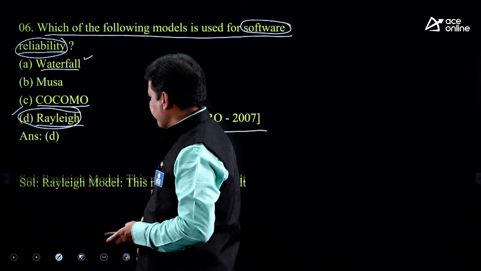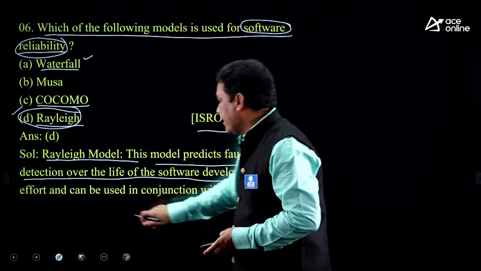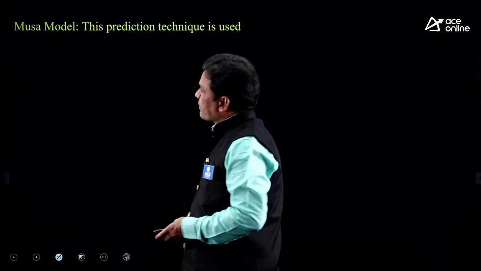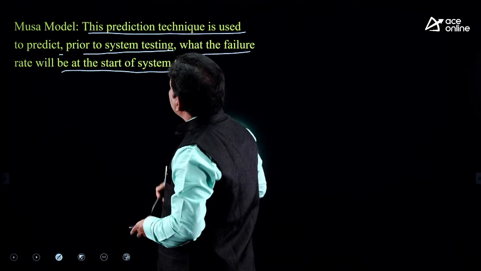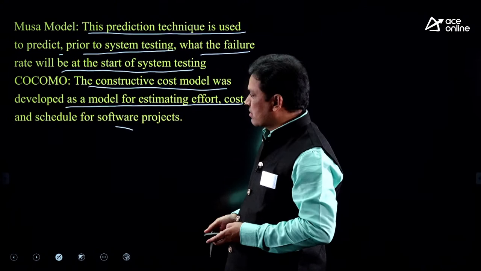This model predicts fault detection over the life of the software development effort and can be used in conjunction with other prediction techniques. So that is the importance of this model, right? What is the importance of the MUSA model? This prediction technique is used to predict, prior to system testing, what the failure rate will be at the start of system testing. And the constructive cost model was developed as a model for estimating effort. So what is the effort of the project? What is the cost of the project? What is the schedule for a software project? Which will help whom here?